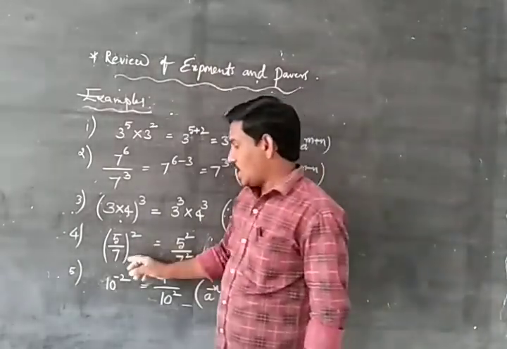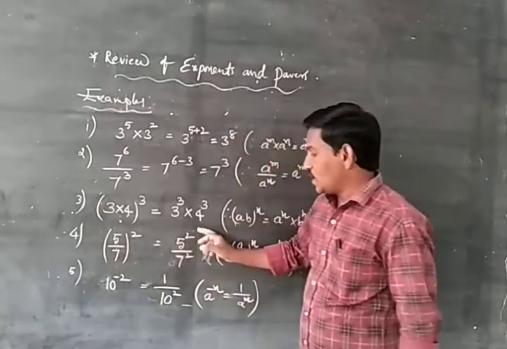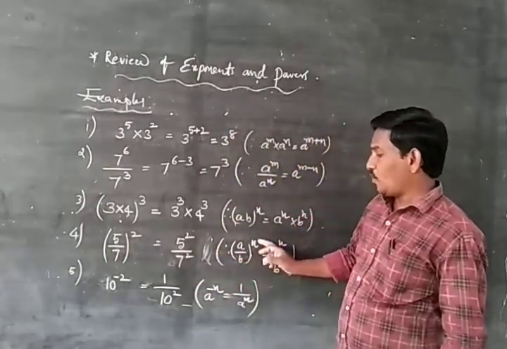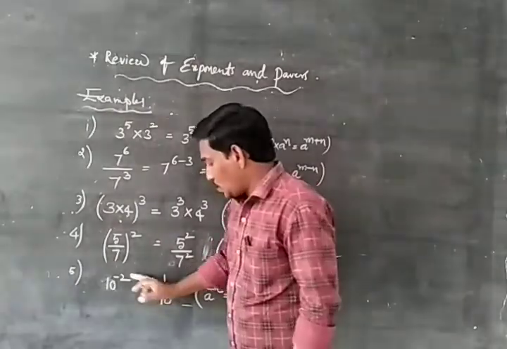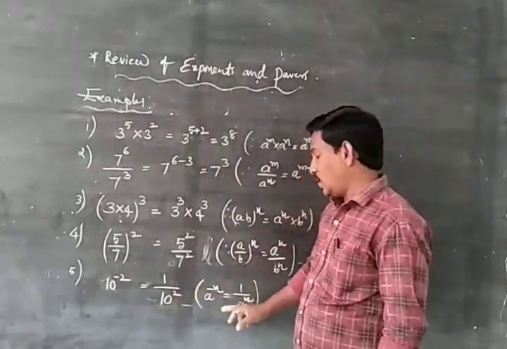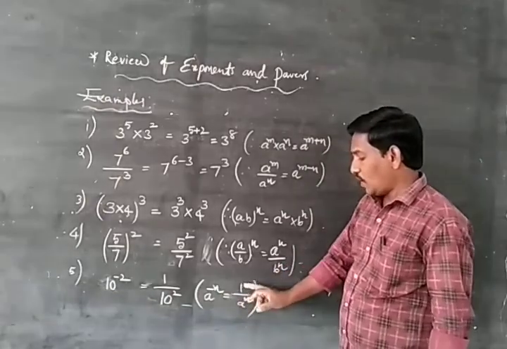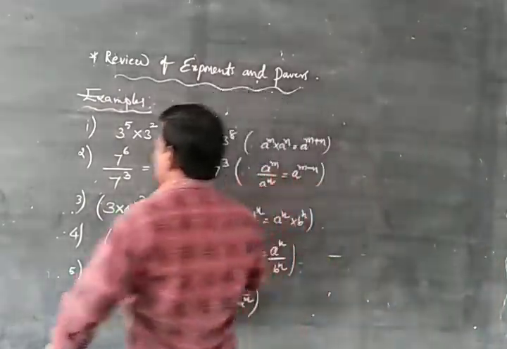And (5 by 7) square equal to 5 square by 7 square. (a by b) whole power n equal to a power n by b power n. And 10 power minus 2 is written as 1 by 10 square. The formula: a power minus n equal to 1 by a power n. And some more.